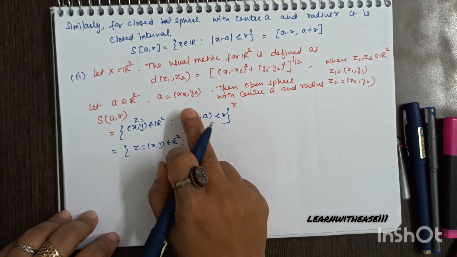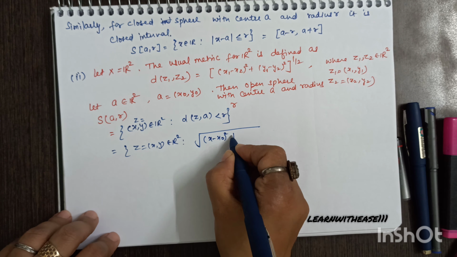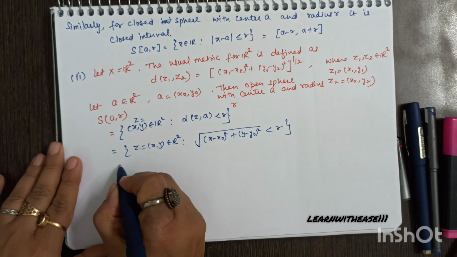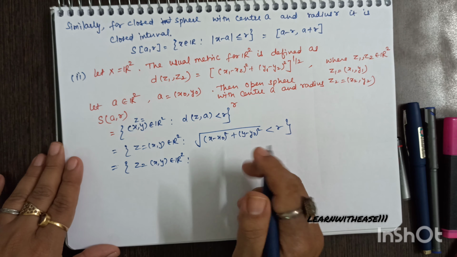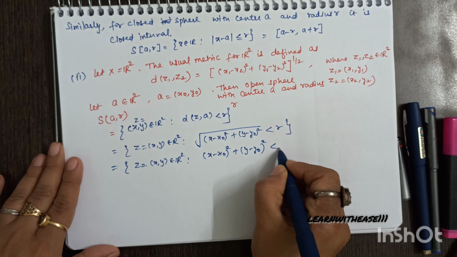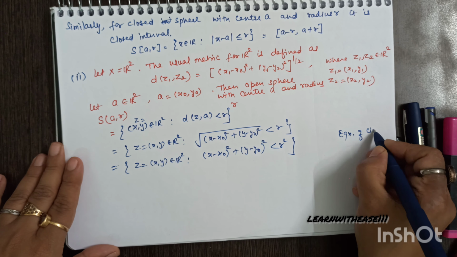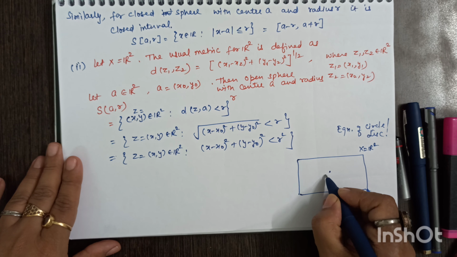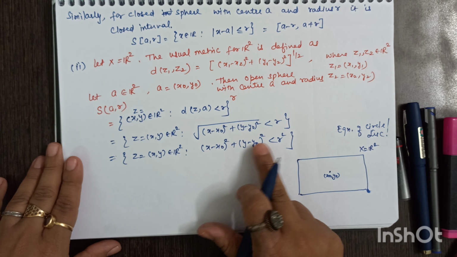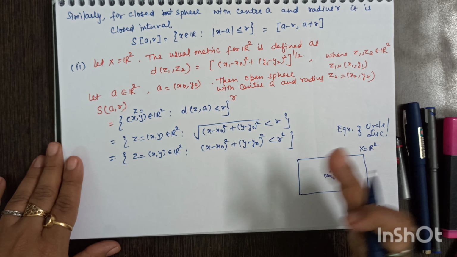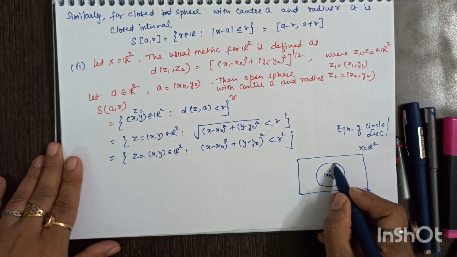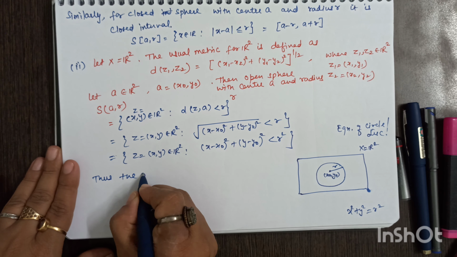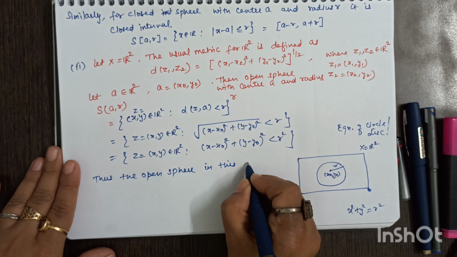Now substituting the definition, z is (x, y), a is (x0, y0). As per the definition of the metric given above, it will be the square root of (x minus x0) whole square plus (y minus y0) whole square, less than R. Squaring both sides, we get the equation of a circle with center (x0, y0) and radius R. Circle or a disc, you may say. So suppose this is the representation of R2 space. Center A is at the point (x0, y0), and we are discussing the points lying in the interior of this circle whose center is (x0, y0) and radius is R. This will provide us the open sphere in this case.